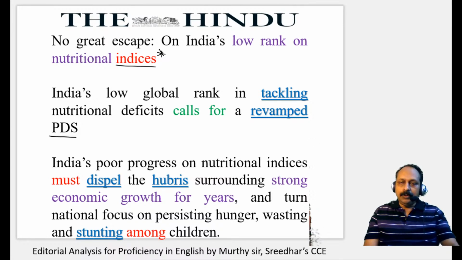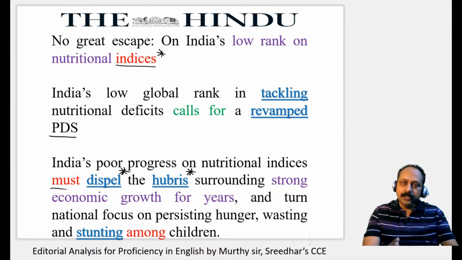India's poor progress on nutritional indices must dispel. An important word. Whatever you see in red is important from the grammar point of view, whatever you see in blue is related to vocabulary, green is grammar, and violet is phrase related. So, dispel means banish or eliminate. That's an important word. Dispel what? Banish or eliminate what? The hubris. We have got this for the first time.